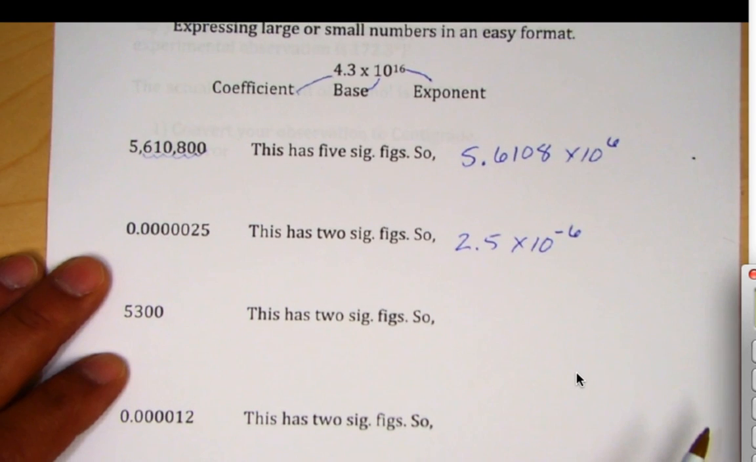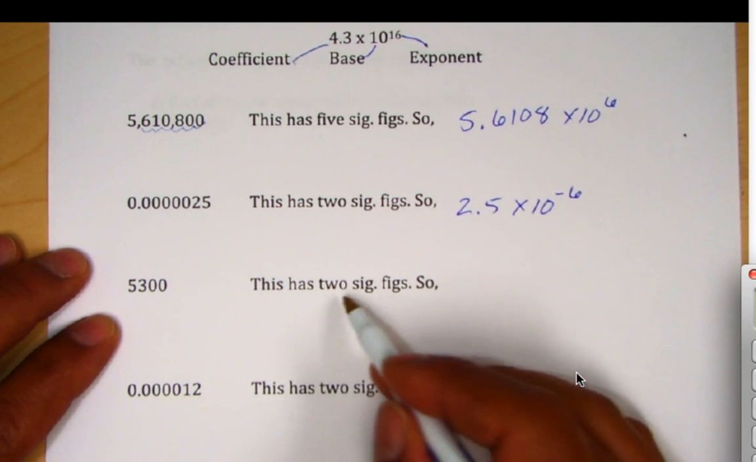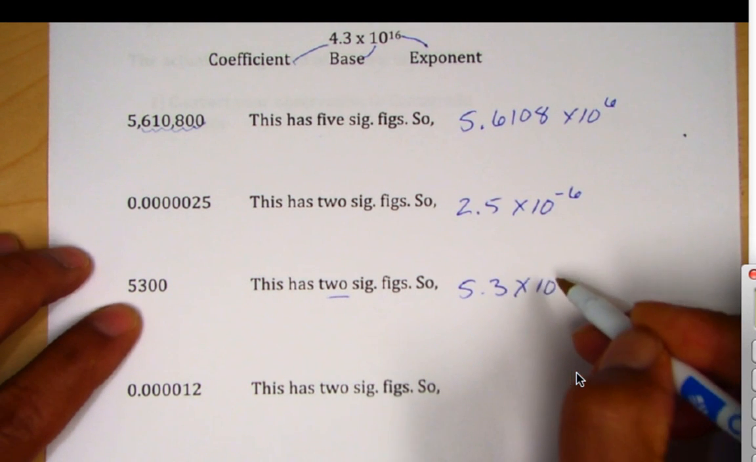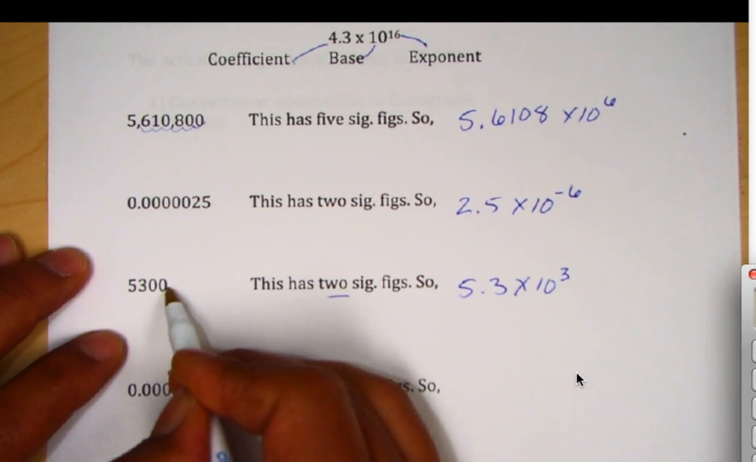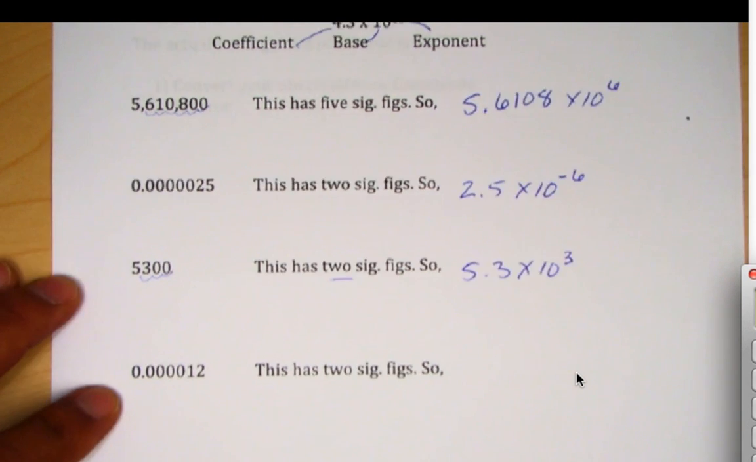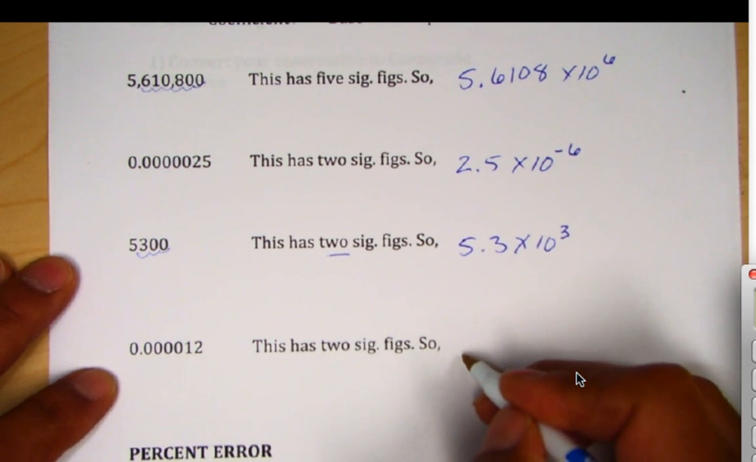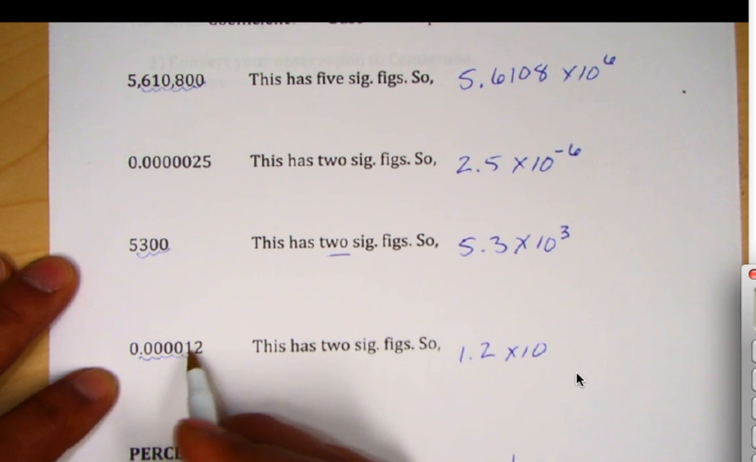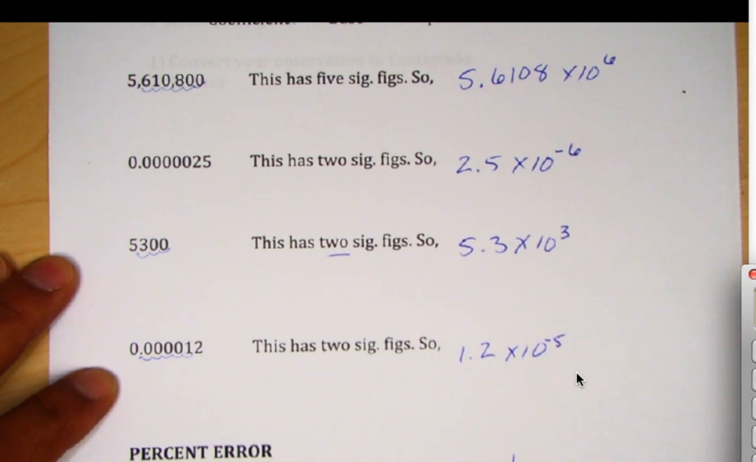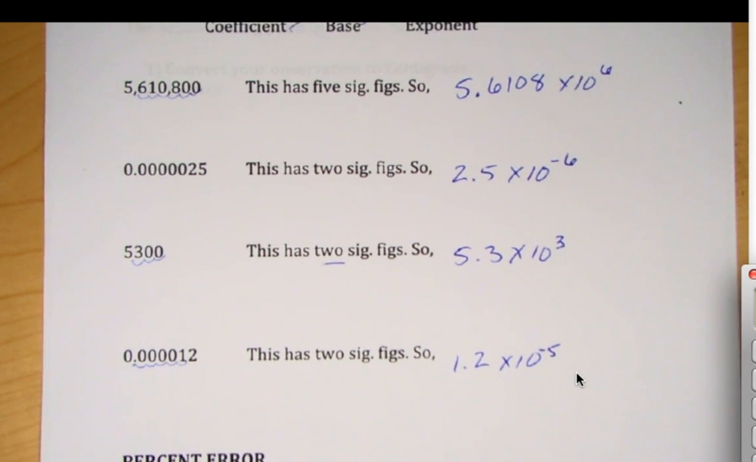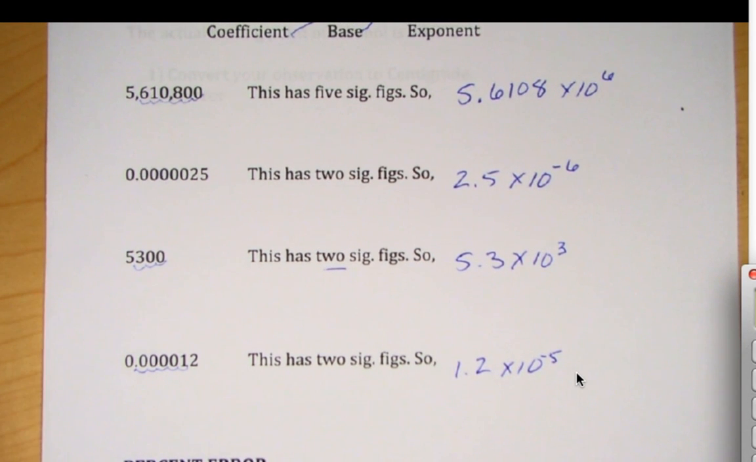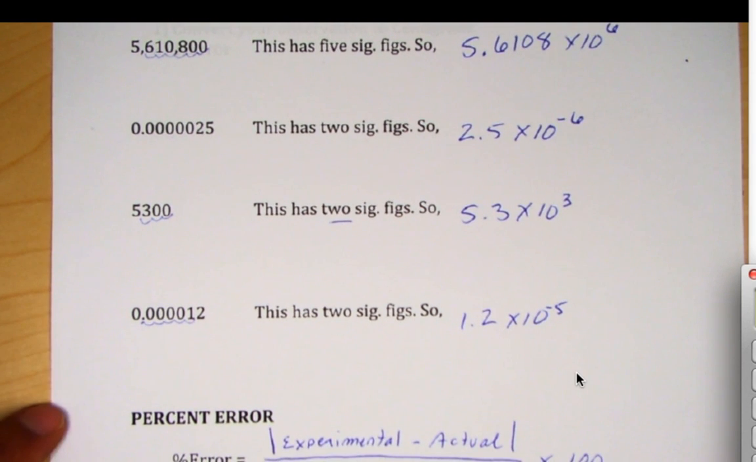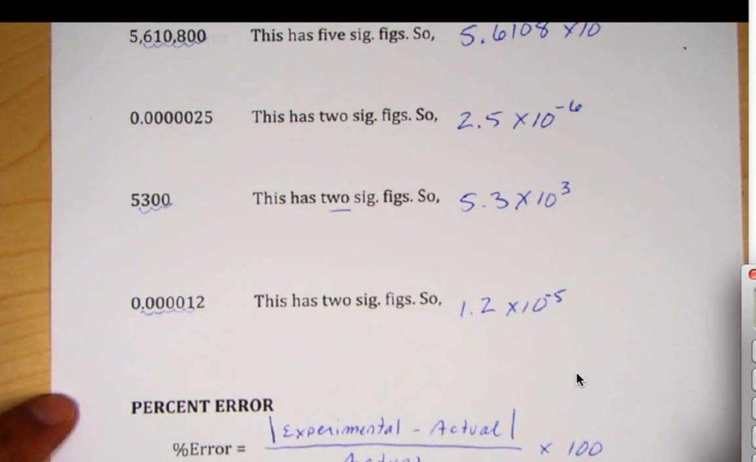And then for 5300, since we only have 2 significant figures here, we're going to go 5.3 times 10 to the 3, right? Because we're moving 1, 2, 3. And then this one, we're going to make it 1.2 times 10 to the 1, 2, 3, 4, 5, right? And that's going to be negative 5, right? Because again, it's a small number there. So kind of review these, look at some, do your own research there, and there are some quiz questions on some significant figures there and scientific notation.